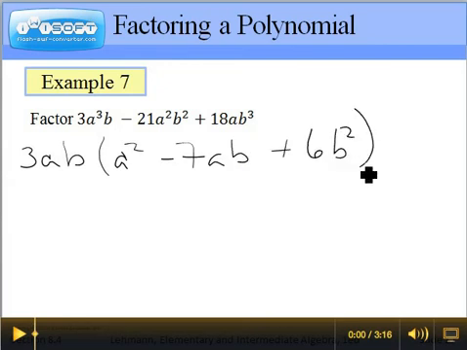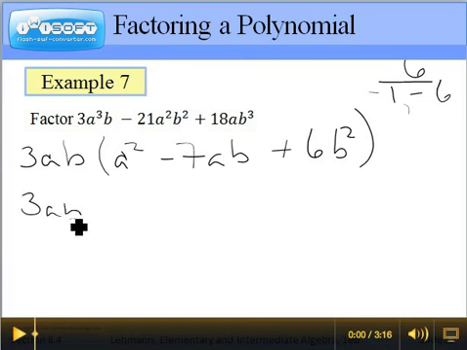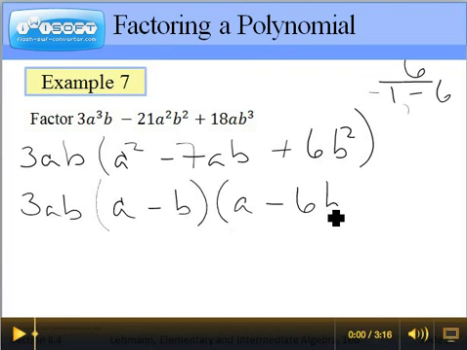So this leaves me with a trinomial, which has a leading coefficient of 1. In the case of a leading coefficient of 1, the only thing I really need to check is to see if there are 2 factors of positive 6 that when I add them together give me negative 7. So 2 factors of positive 6 that would add together to give me negative 7 are negative 1 and negative 6. So I'll bring my 3ab along for the ride. When I factor this trinomial, I will have a minus b times a minus 6b.